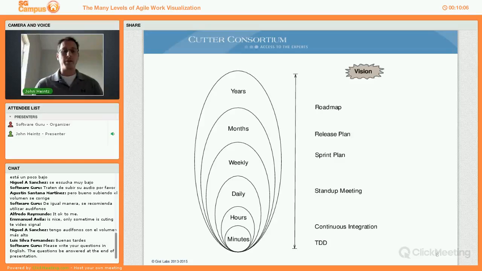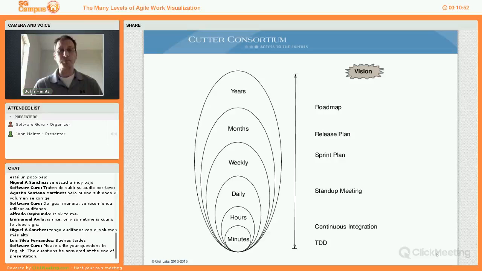This is referred to as either the Agile onion or the Agile pudding. Those are two names that this diagram goes by. At the bottom, we can see the very short frequency of time. So down here, we see minutes, and then hours, and then days, and then weeks, and then months, and years. This time frame gives us a large context, a large scale that we can think about planning and work and visualizing our work.